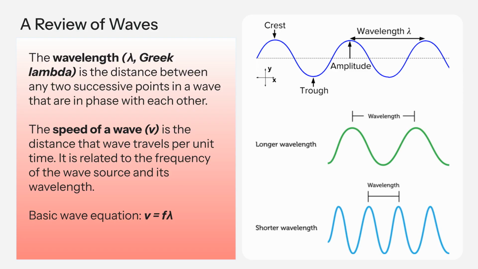These quantities are connected by the basic wave equation, which states that speed equals frequency multiplied by wavelength, or v equals f lambda. Imagine ocean waves rolling onto a sandy beach, where you can measure both their physical spacing and their travel speed. This simple equation allows us to predict wave behaviors in any material.